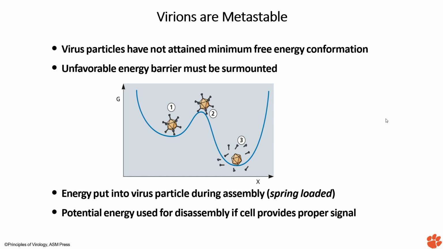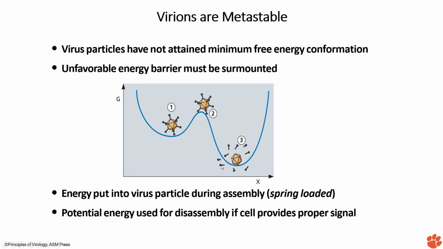So to do this, this is what is needed: for the virus particle to come apart, it has to attain a minimum energy conformation. So most viral particles which are in the environment, for an example, which could be inside an animal in the tissues or coming out as well, have not attained the free energy conformation. So you can see that right here, the first virus is sitting in a stable condition in this valley.